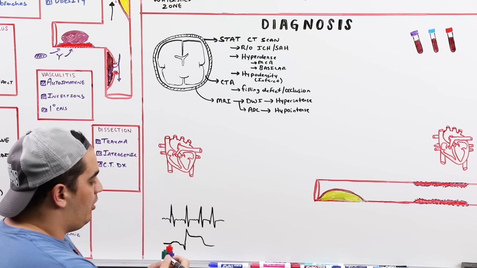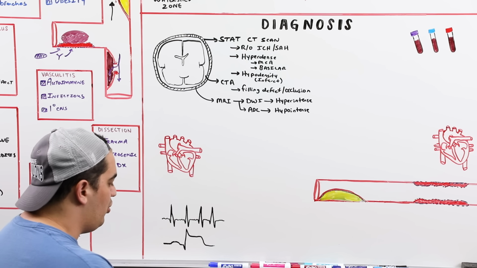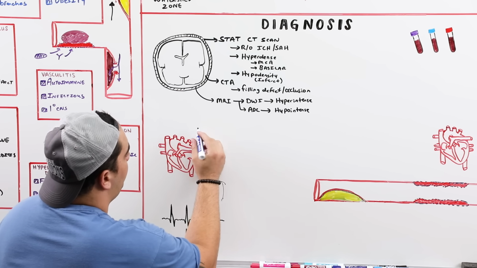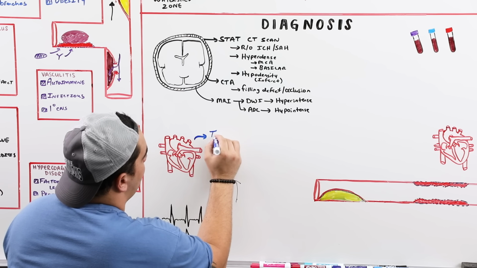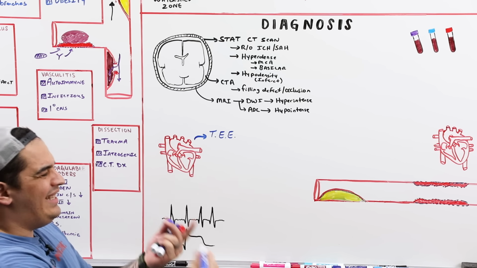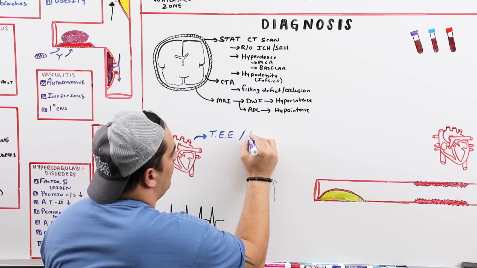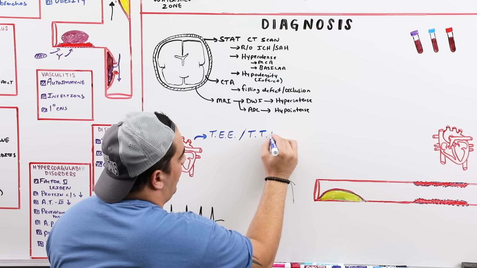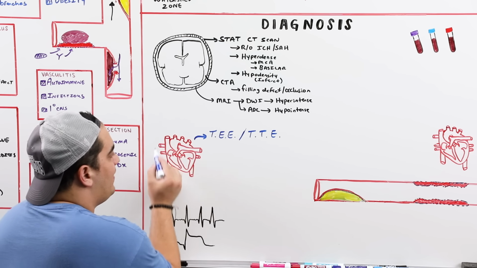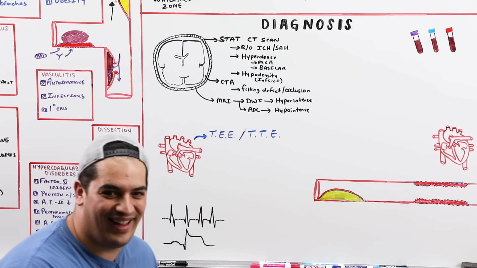So the next thing I would encourage someone to do is to obtain an echo. Okay, so to obtain what's called a transesophageal echo, that's kind of the ideal scenario, but transthoracic echo is also very valuable. What does this do? This gives you a look at the heart.